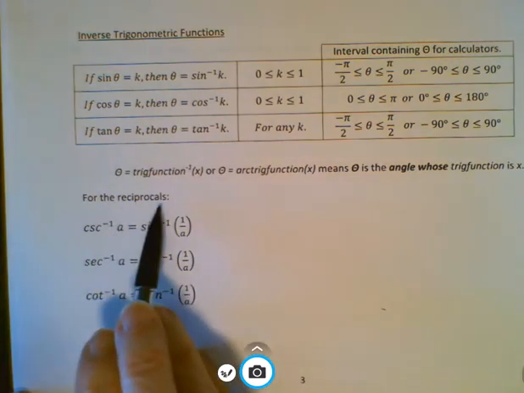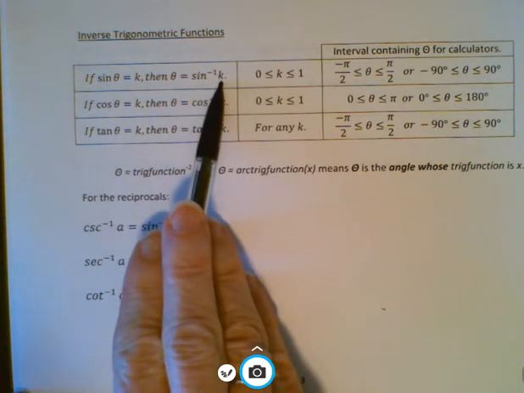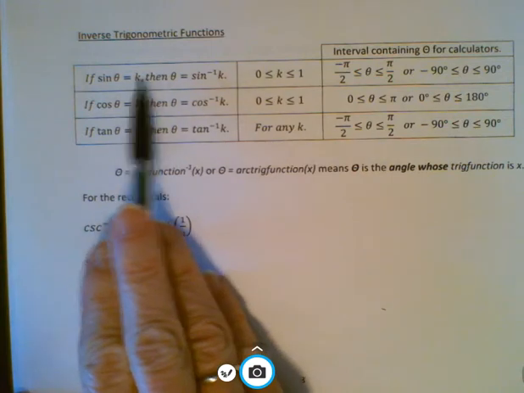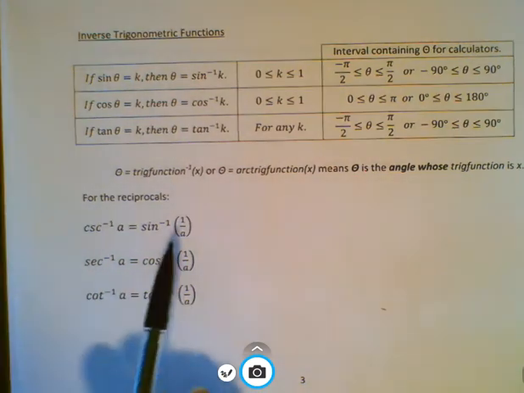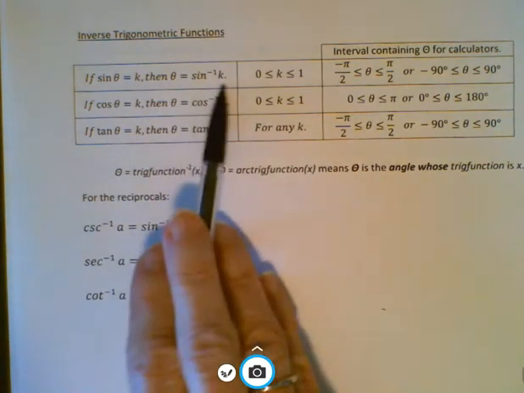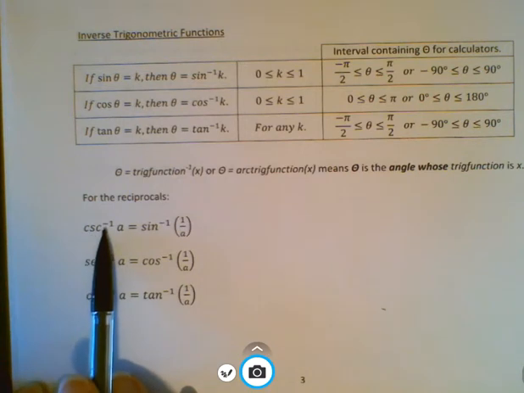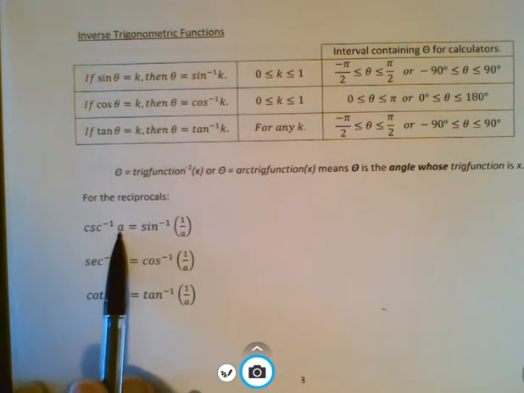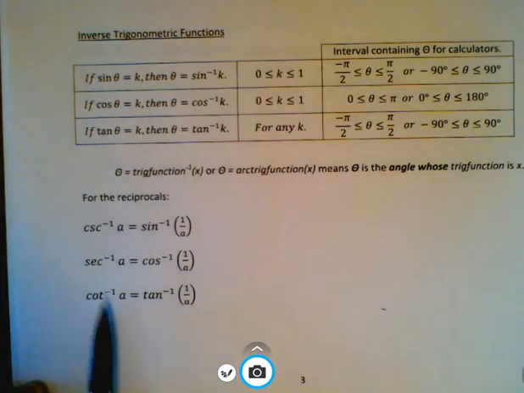So for the reciprocals, this is what we do. Sine of theta is k, so we can take the inverse sine of k and get theta. Well, what about the other three? It's not just 1 over the inverse sine of k. The inverse cosecant of a is the same as the inverse sine of 1 over a, and likewise for secant and cotan. We'll get some practice with that in example 4.